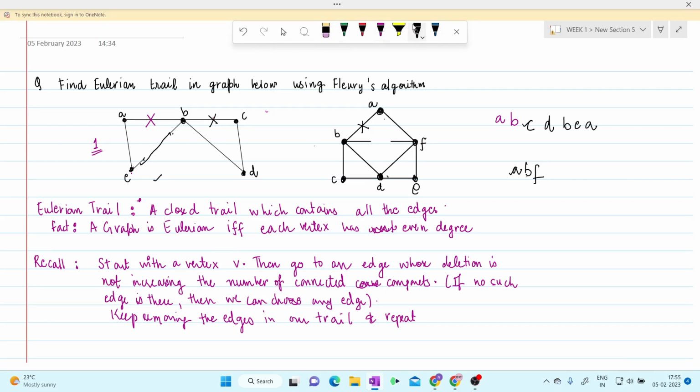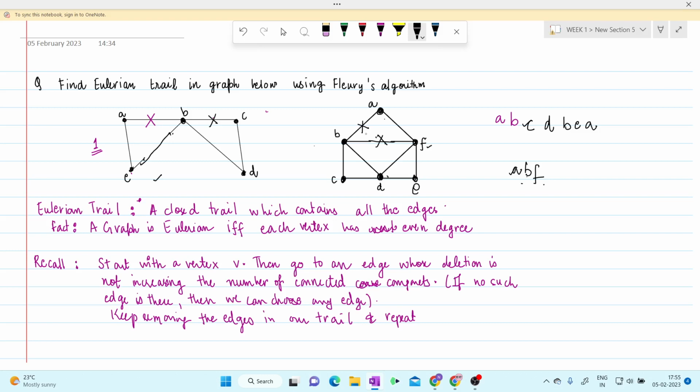Okay, so from B we have three options: BC, BD and BF. If we choose BF, what is the number of connected components? One only. So we can choose it. Now, when we reach F, we have three more options: FE, FD, FA.